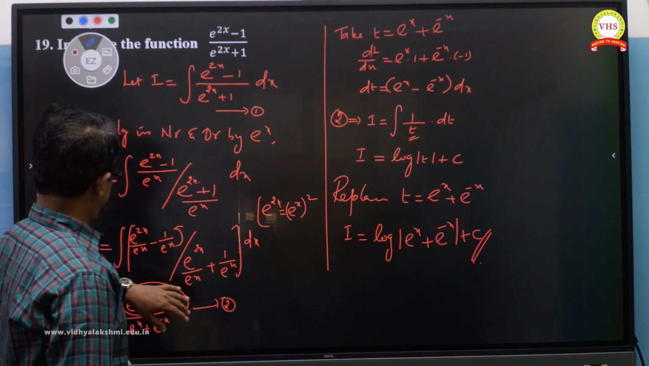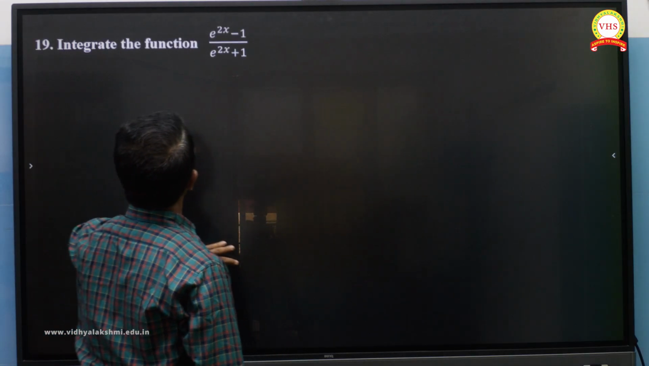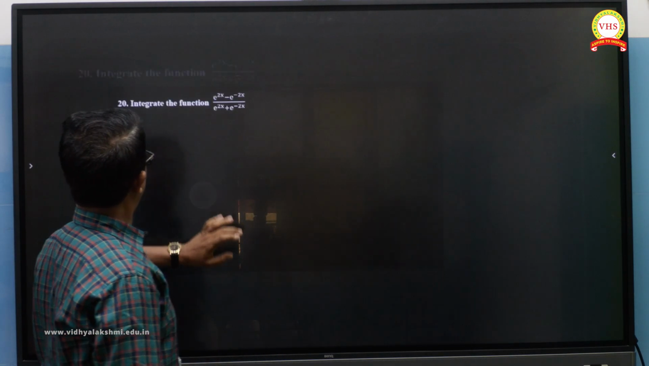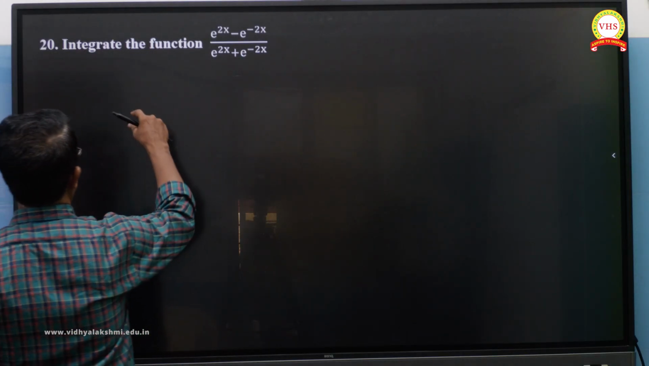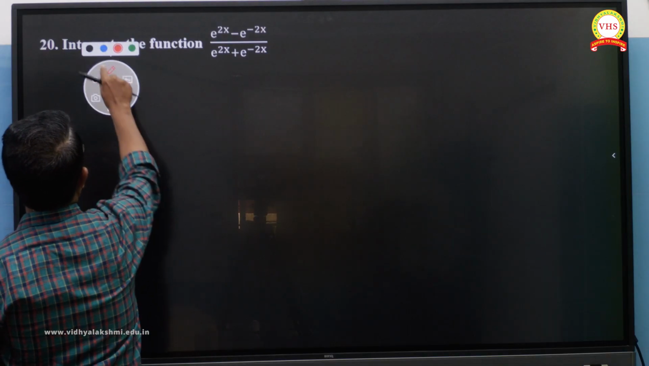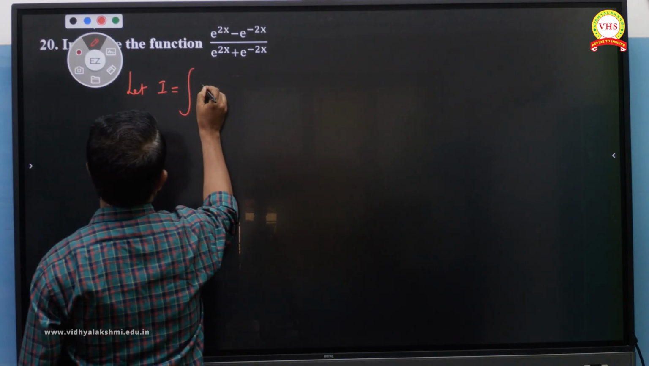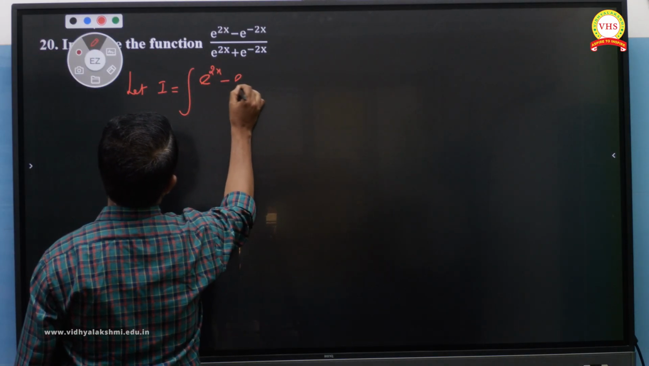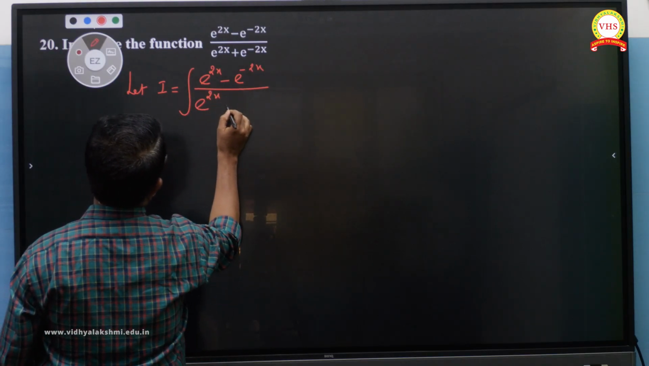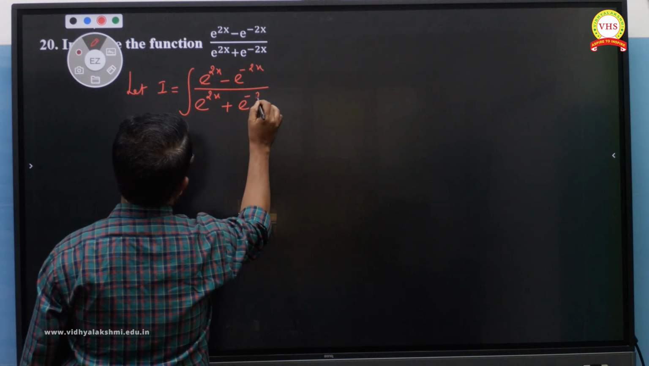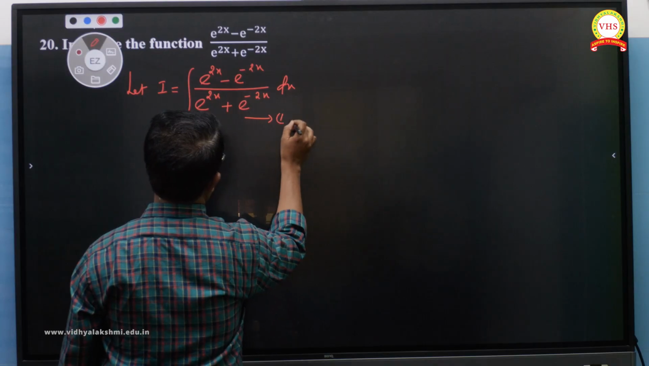Question number 20. What is the 20th question? Yes, the same method, but a direct question. We can do it directly by the substitution method. Here let I equal the integral of (e^(2x) - e^(-2x)) divided by (e^(2x) + e^(-2x)) dx. We may call this equation number 1.